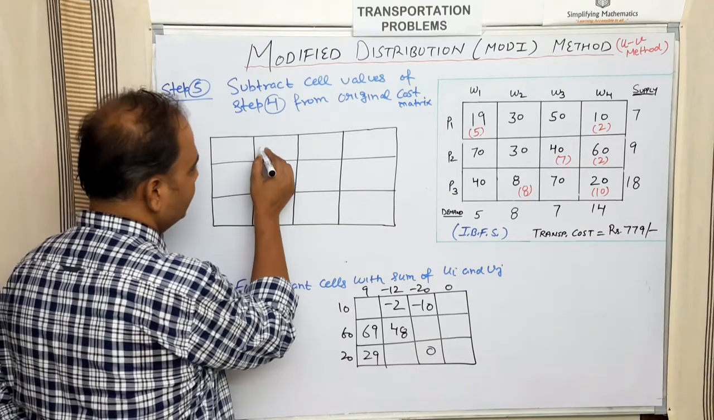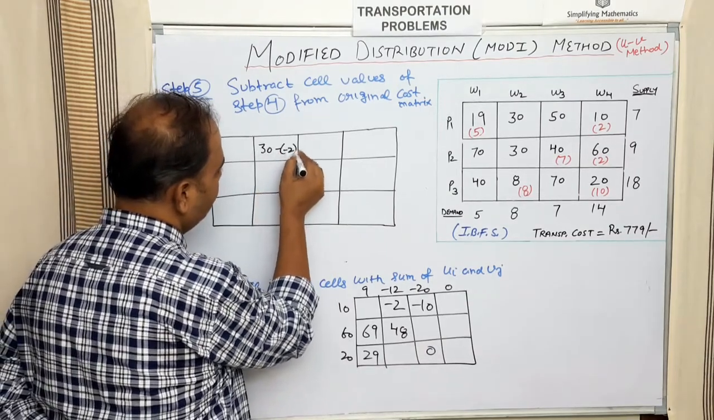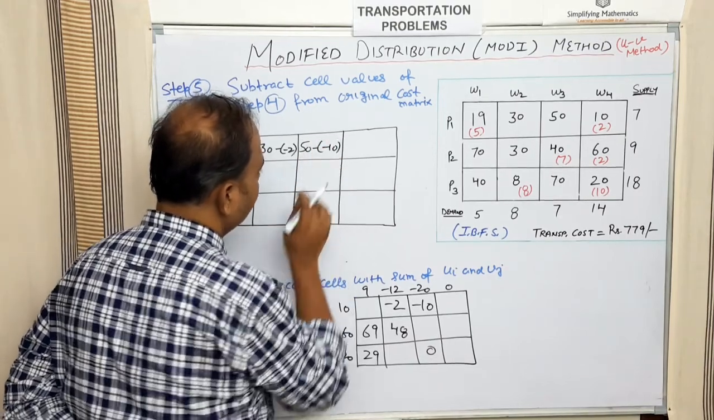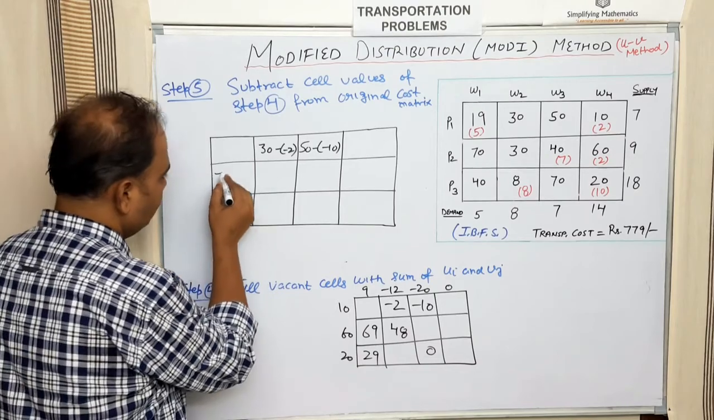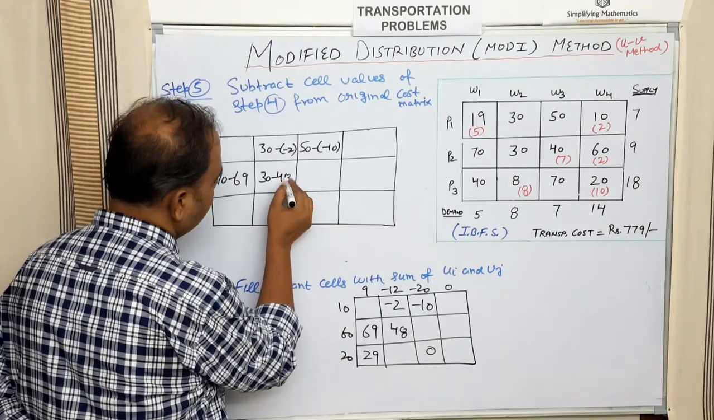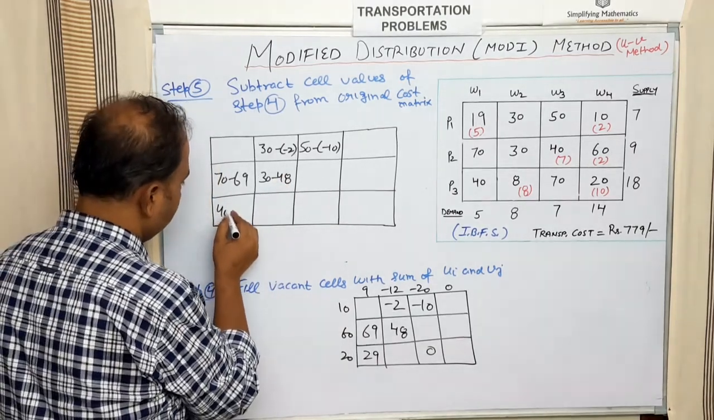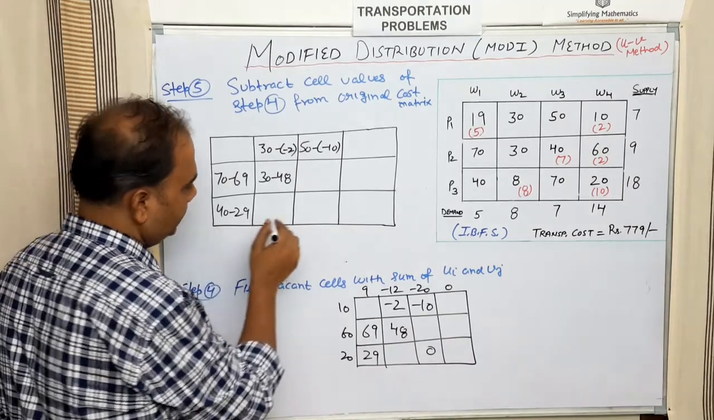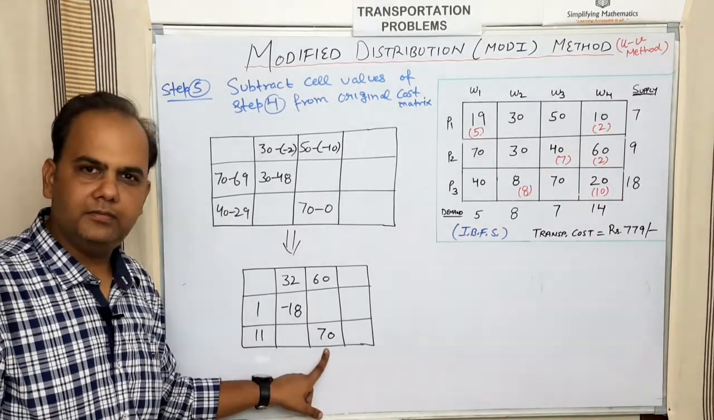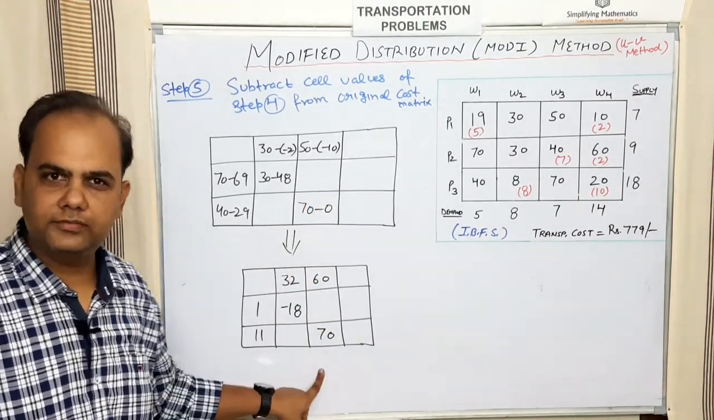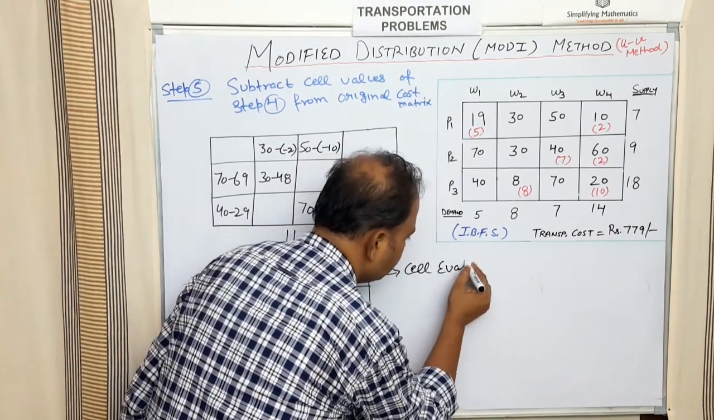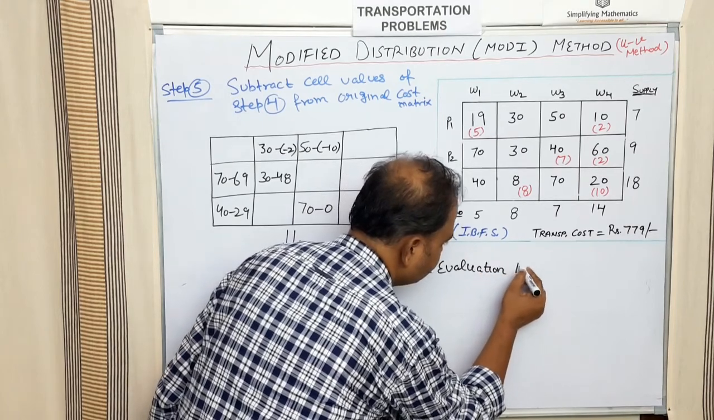So what will come? That is 30 minus minus 2, 50 minus minus 10, then 70 minus 69, 30 minus 48, 40 minus 29 and 70 minus 0. So this is the final matrix after subtracting the values from the original cost matrix, and this matrix is called the cell evaluation matrix.